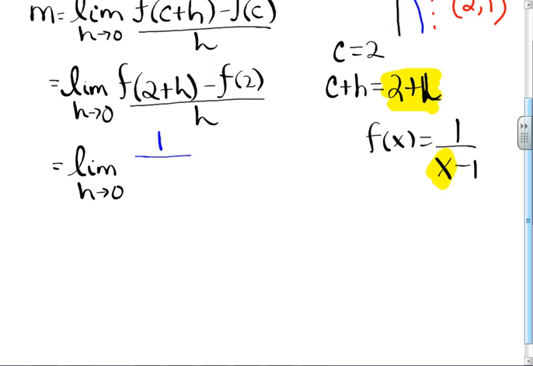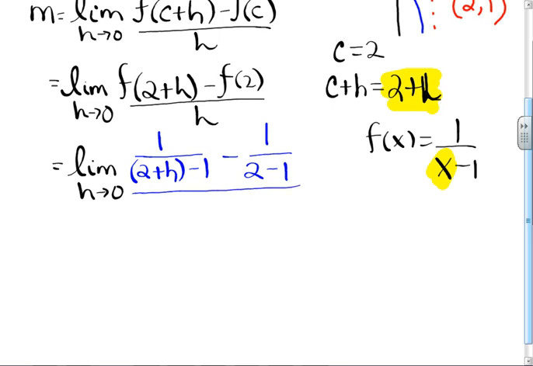So it's 1 over x, but x is 2 plus h, minus 1. That's function notation. That's just f of 2 plus h. Then we're going to do minus f of 2. I already know what it is, but I'll go ahead and show the work anyway. So it's 1 over 2 minus 1, because we already know that's 1.